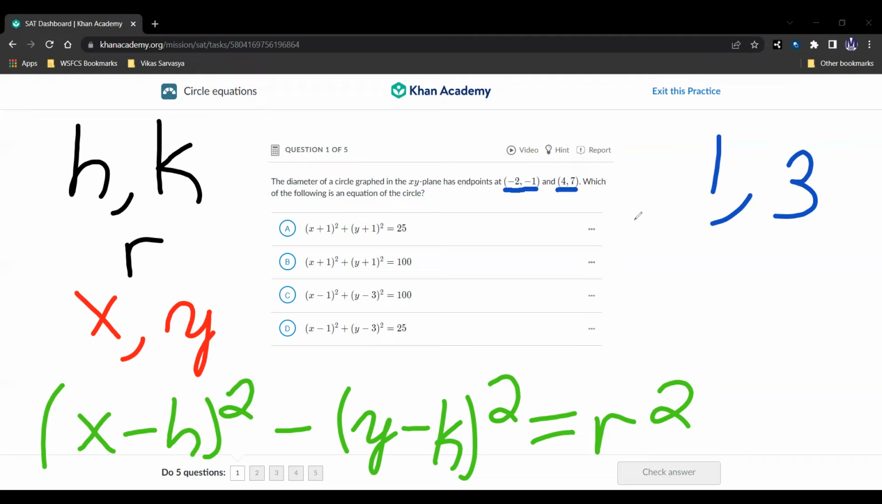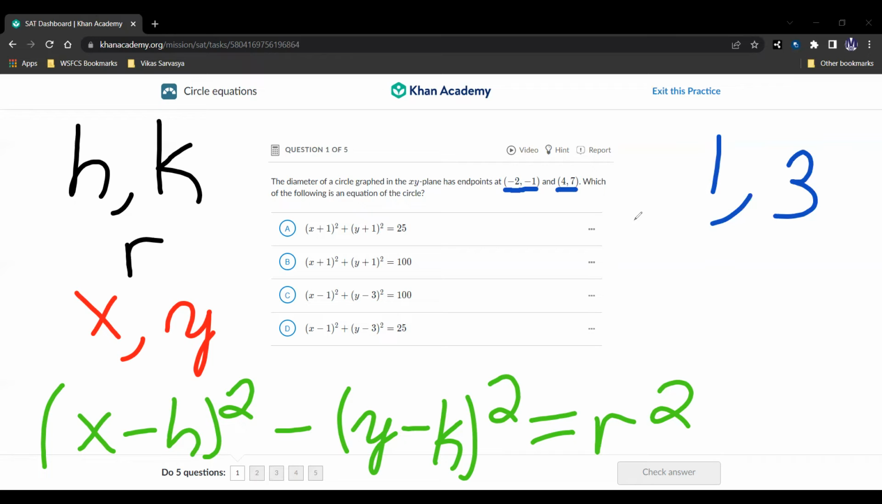Now I have to find the distance. Well, the distance is going to be between the center and this point. So I'm going to be between the diameter. But if we took (-2, -1) and (4, 7), we're going to get 6 and 8. That would give us 100. Right? 6 squared plus 8 squared is going to be that 100. So we get equals 100.